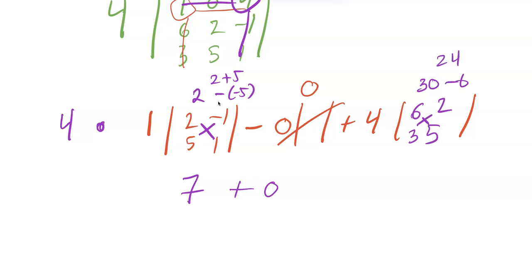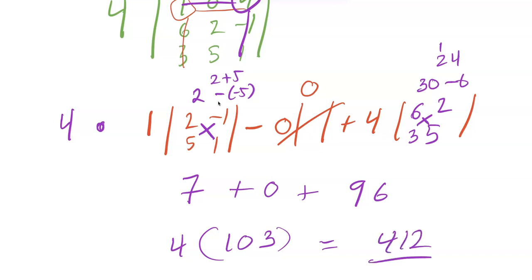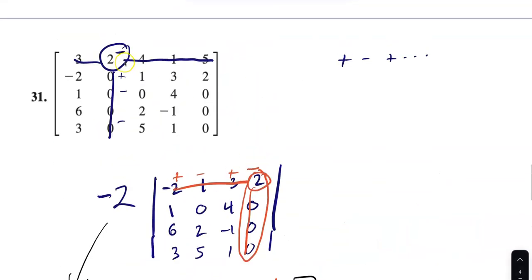Times by 4, not pretty, that is 96. So 7 plus 96 is going to be 103. Times 4 is 412. And that is the determinant of this guy.